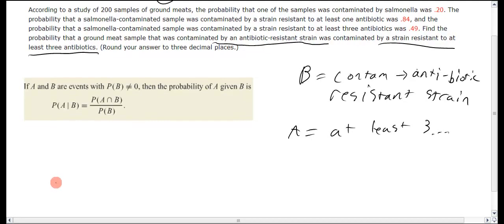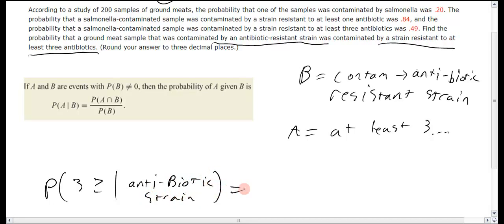Now, how I'm actually going to do it. I'm looking for the probability that it was contaminated by a strain resistant to greater than or equal to 3, given that it's contaminated by an antibiotic resistant strain. So now what I'm going to do is look through the problem for these probabilities. Do they give me the probability of something being contaminated by a strain that is not only resistant to 1 but also resistant to all 3? And we're going to find that.